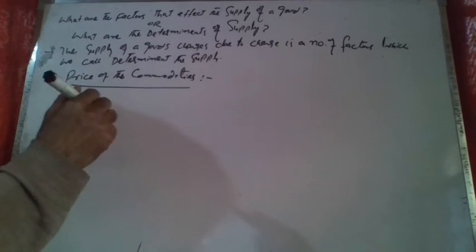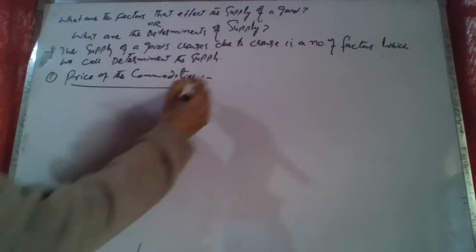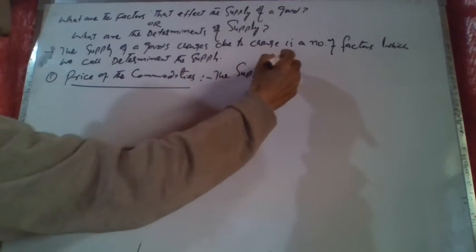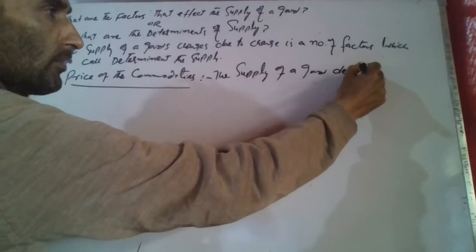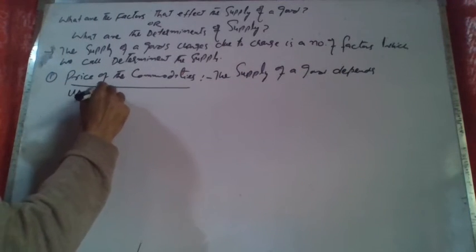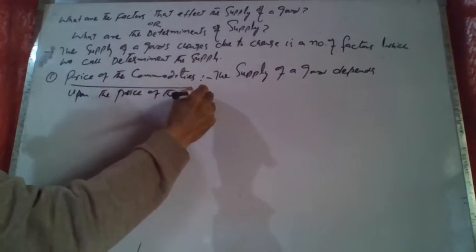It's price and supply. When market prices increase, the suppliers will supply more and more. Thus, price is the important determinant on which the supply of a good depends. Thus, we can say the supply of a good depends upon its own price, the price of the good.